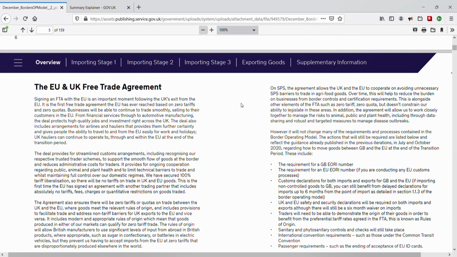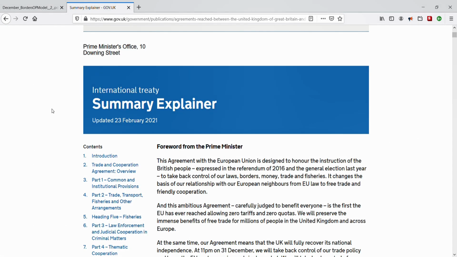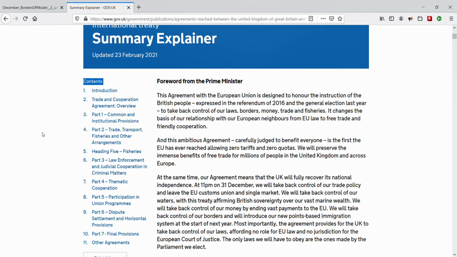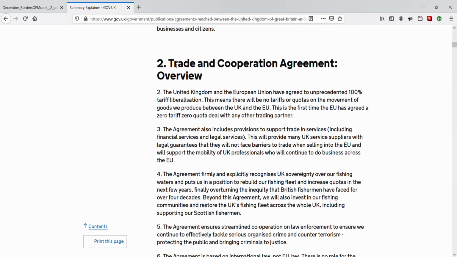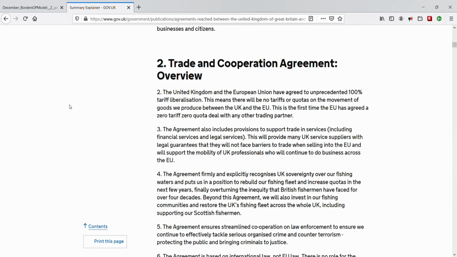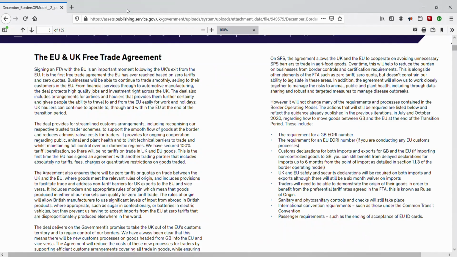To start, the new UK-EU trade agreement. As an aside, you couldn't wish for a better explanation of the new UK-EU trade agreement than on this page, given on the gov.uk website. International Treaty. Summary explainer. And we see the contents of this page listed here. You may see the trade agreement referred to as the Trade and Cooperation Agreement, TCA. And a lot of information on this page too. That's nice. But for my humble purposes, page 5, the border operating model, is fine. So, jumping back. Spending two or three minutes on page 5.